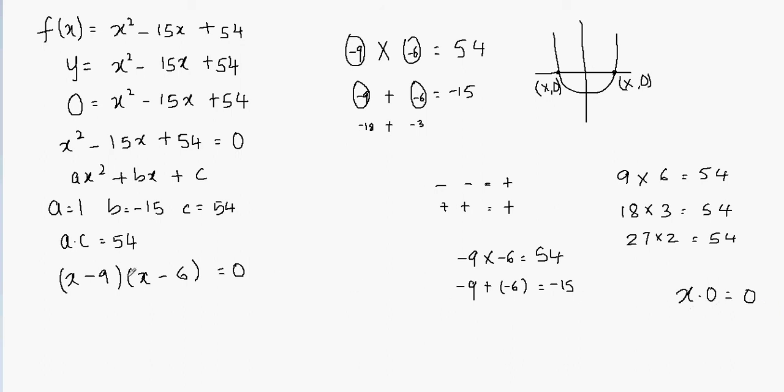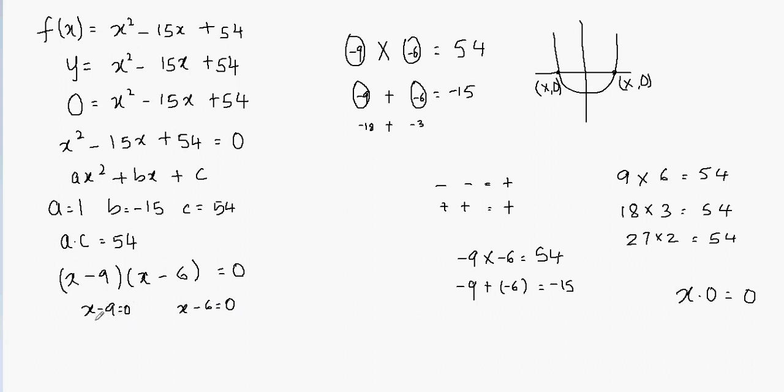So the same thing will happen here. The product of these two quantities is 0. That means one of them has to be 0, and we don't know which one is 0. So let's say either x minus 9 will be equal to 0 or x minus 6 will be equal to 0. And we need to solve these two equations for x.